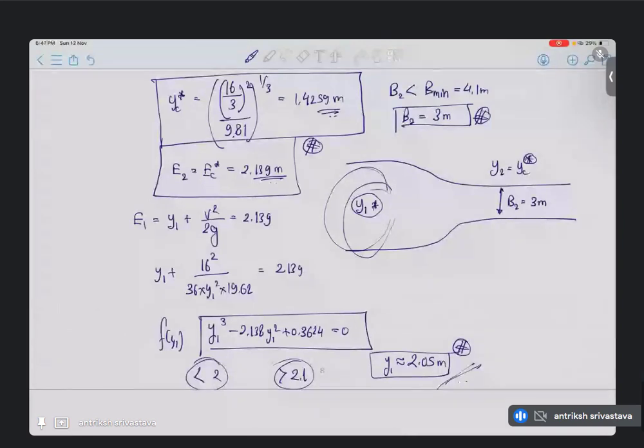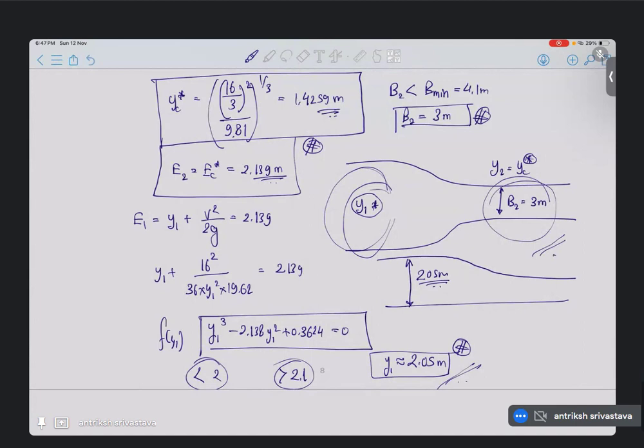So what does that mean? That means that upstream depth has increased from 1.6 to 2.05 meters due to excessive contraction on the downstream side. Okay, now let's look at two derivations here.